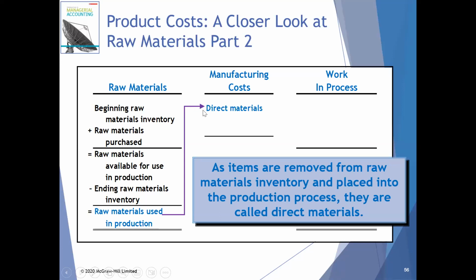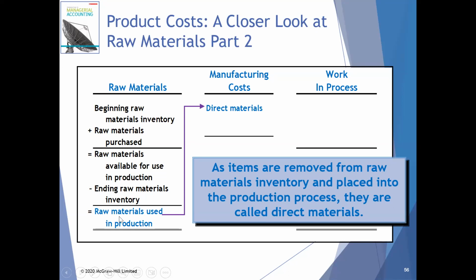Now, that is known as direct material. Raw material is known as direct material here. So items that are removed from the raw material inventory and placed into the production process are called direct material. Direct material. Okay.